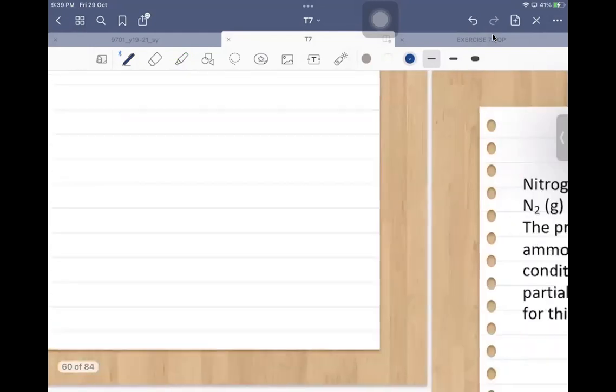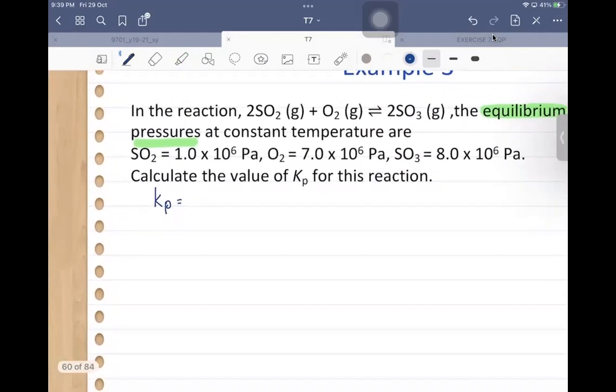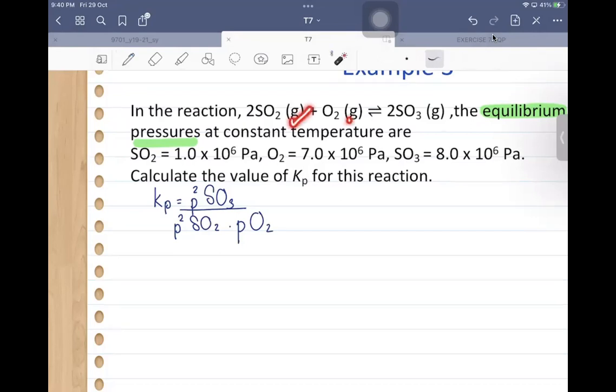Is there a numerical answer to this? There's no numerical answer. Okay. So the Kp expression: partial pressure of product SO3 raised to the power of 2 over partial pressure of SO2 raised to the power of 2 times partial pressure of oxygen raised to the power of 1. Just make sure that each reactant and product is in the gas state for you to include them in the expression.